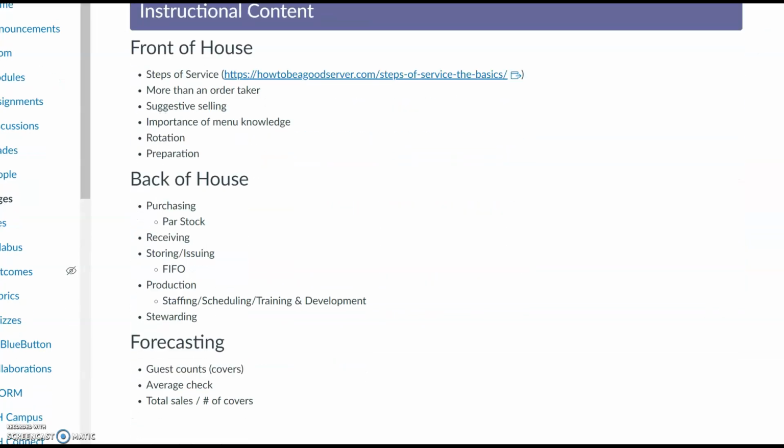Back of house is maybe a little bit less known or realized to people that are consumers because of the importance of purchasing, keeping the right par on stock, right? So that you have enough, but not too much, so that there's not spoilage. Whatever you get, first in, first out, to make sure that you're using the oldest product first. And then, of course, forecasting how many of each item you're going to sell, what's that average check, so that you can properly schedule, purchase, and things like that.